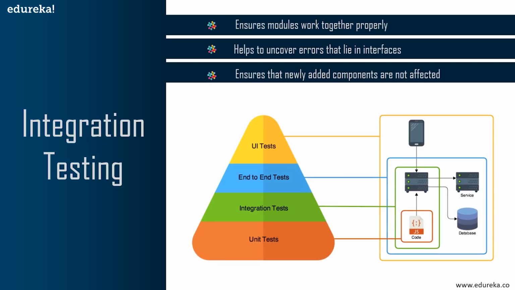Here I have a simple diagram for you to understand what integration testing is. As you can see, I have 4 levels of testing. We begin from the bottom: we have unit test, integration test, end-to-end, which is nothing but system testing, then UI test, which is nothing but acceptance testing. As you can see in the diagram, we have the red coded part, which is a small unit or a module. It's tested.